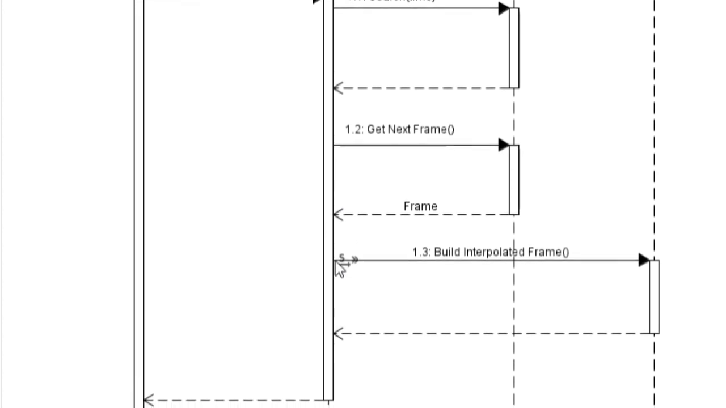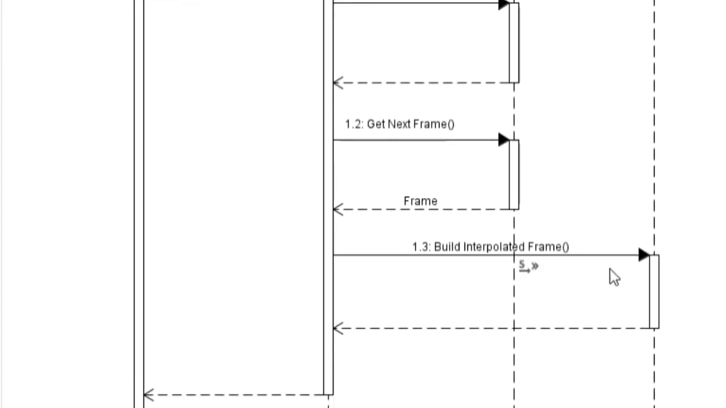And then with those two frames, it'll go over to a virtual frame and create a series of frames that were in between the two other frames we just collected. Once it has created one of these virtual frames, it will return it, and then that'll be the end.